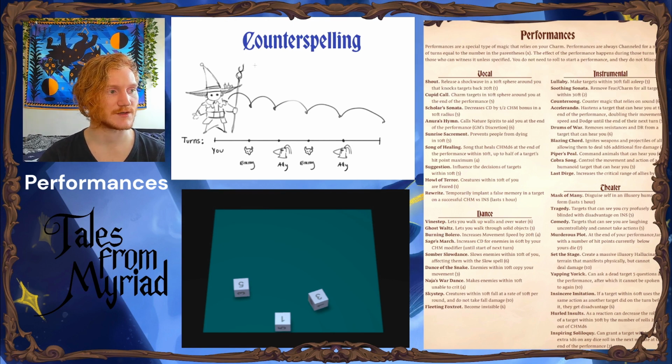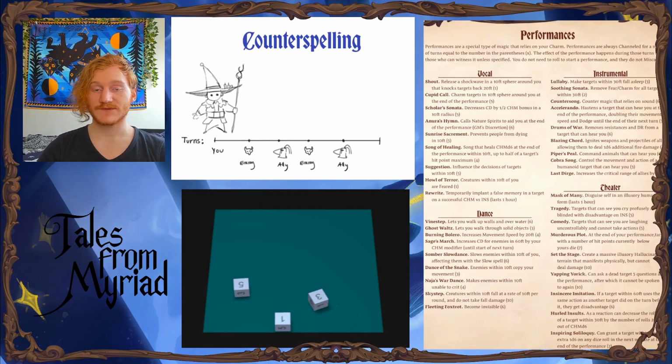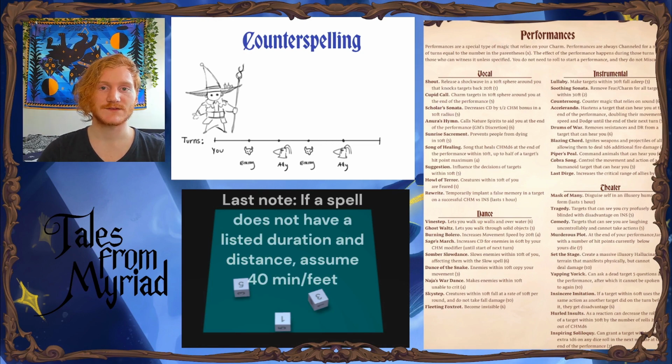So if I had a charm modifier of 3, I would round it down, most likely. If I had a modifier of 3, I would round down, so everybody would have their casting difficulty decreased by 1. That is effectively it. That is how to cast spells and magic in Tales from Myriad. I hope that this helped.